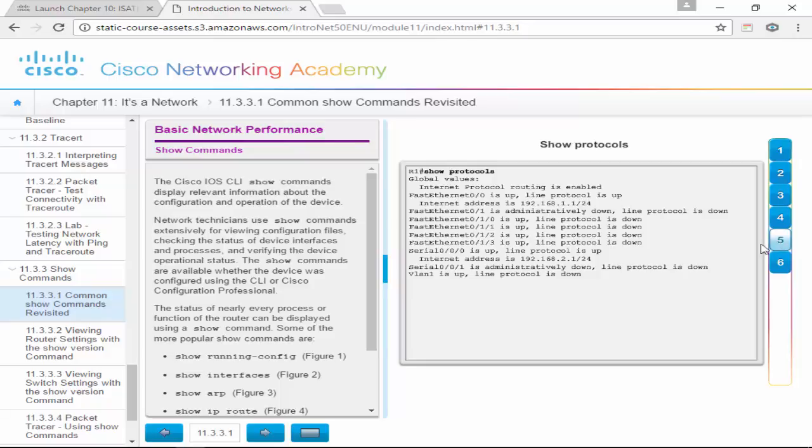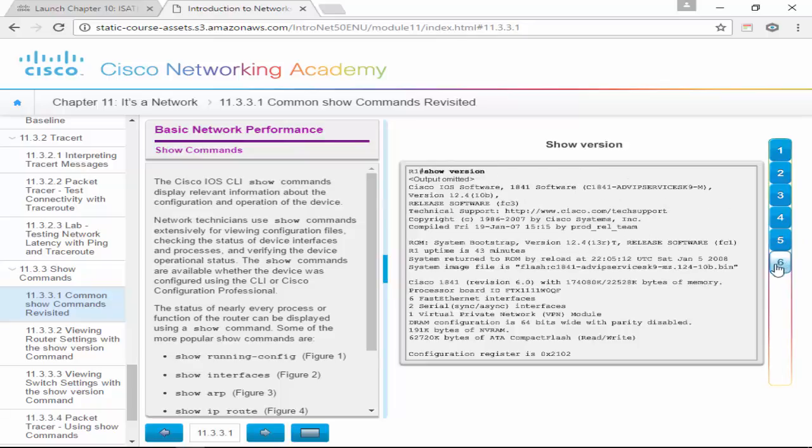Next we have show protocols. This is going to show our routing protocols. This one's probably showing RIP or something. Internet protocol routing is enabled. So that just means IP forwarding is enabled. And there's actually no routing protocols running. Alright, but I guess it also shows us if our protocols on our interfaces are up. But this will become a command. Maybe that's show IP protocols. But anyways, it'll show our routing protocols as well in the future.